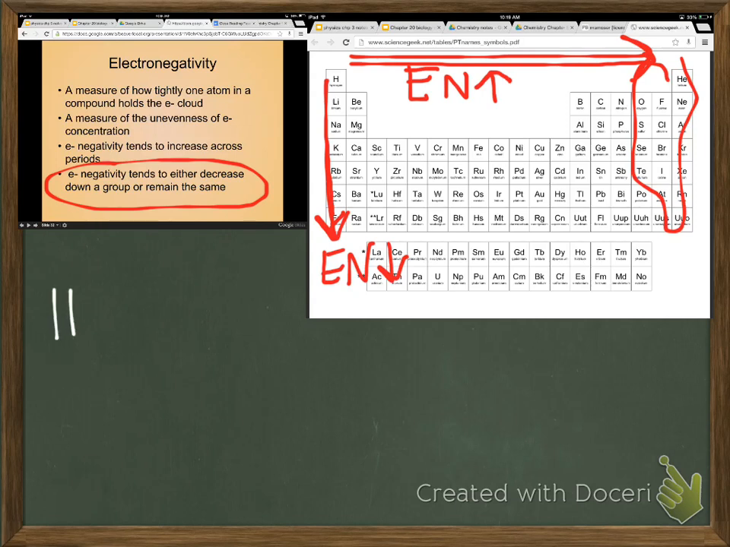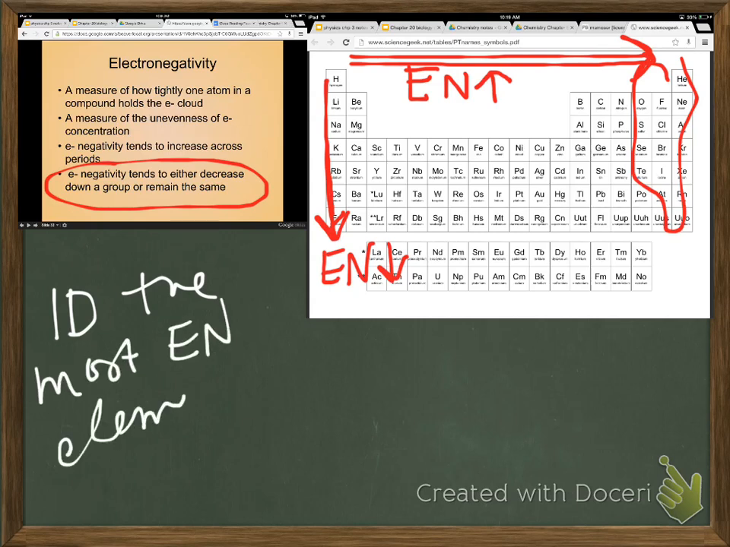Okay, so identify the most electronegative element, or predict which one you think would be most electronegative. And I'm going to give you one hint. It's not a noble gas. But you're very close. Anybody got fluorine?